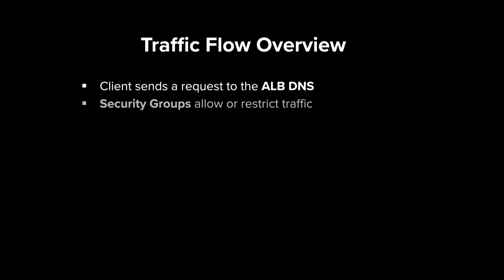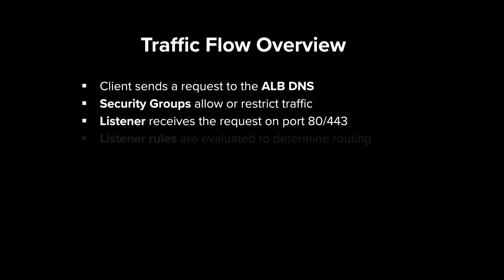Let's recap the traffic flow when using an Application Load Balancer with ECS. First, a client sends a request to the Application Load Balancer's DNS name. Before anything else, security groups come into play. They act like firewalls, allowing only permitted traffic to reach the load balancer and protecting your applications from unwanted access. Next, the listener receives the request on port 80 for HTTP or port 443 for HTTPS. Then, listener rules are applied to determine which service or target group should handle the request.